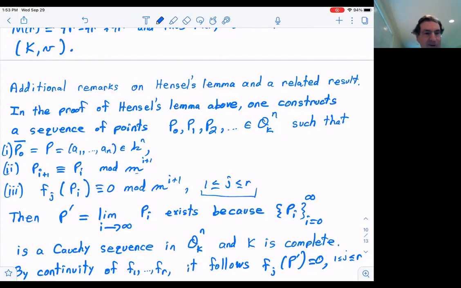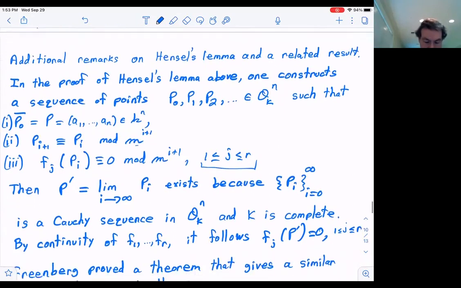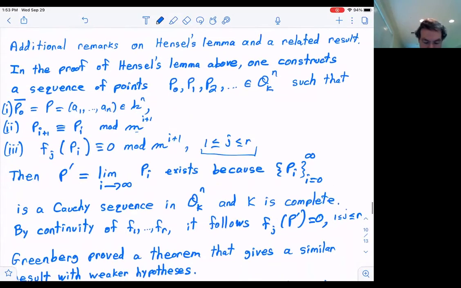And then what Hensel's lemma does, if you check the details, you show that the limit of the sequence P_i exists because it turns out the P_i's form a Cauchy sequence with respect to the metric. And because K is complete, it converges to some P prime.